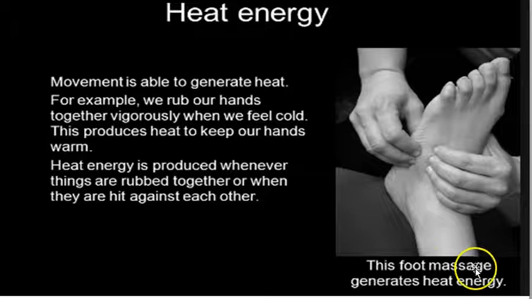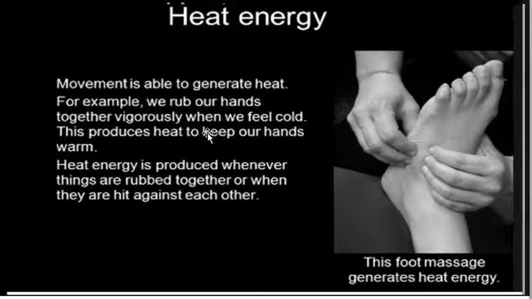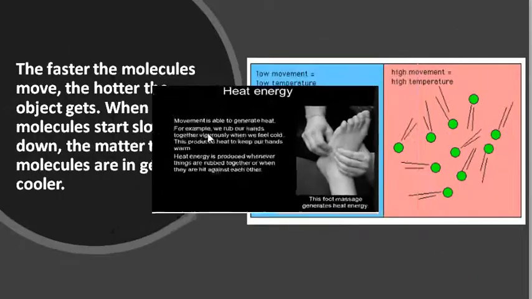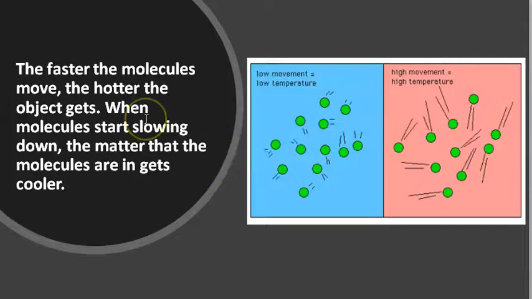For example, this foot massage generates heat energy. Movement is able to generate heat. For example, we rub our hands together when we feel cold, and this produces heat to keep our hands warm. The faster the molecules move, the hotter the object gets. Look at this picture. High movement of molecules, high temperature. Low movement of molecules, low temperature.